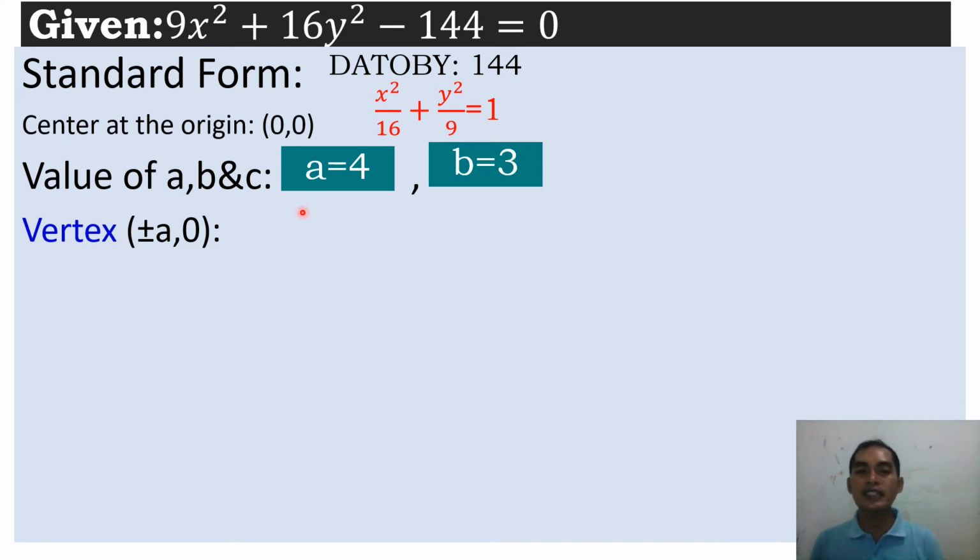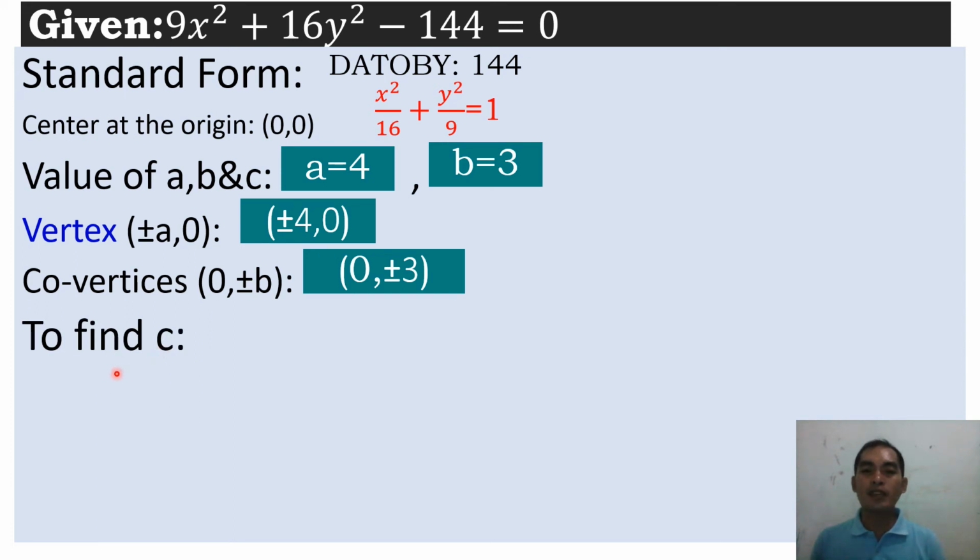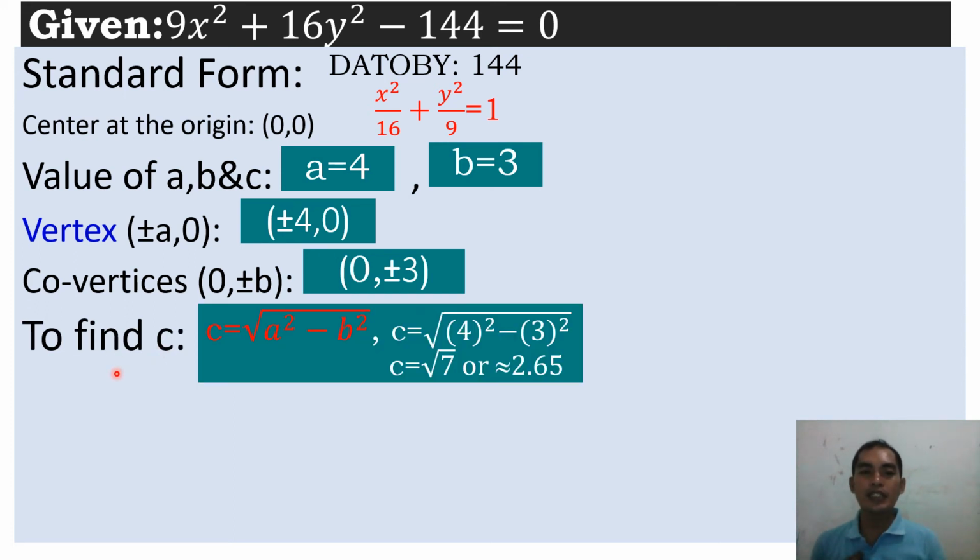For the vertices, so nasa x-coordinate po ilalagay ang A. We have positive, negative 4, 0. For the co-vertices, we have 0, positive, negative, B. Tandaan lang ninyo kung ano yung variable sa taas ng maliit na number, yun din ang co-vertices. Yung malaki ay vertices.